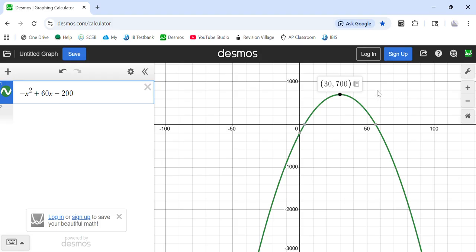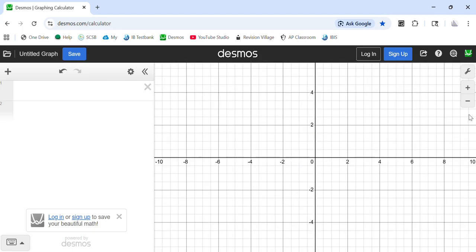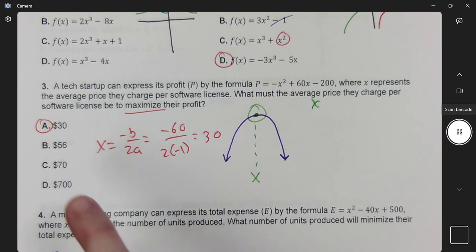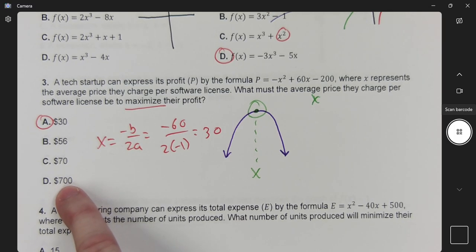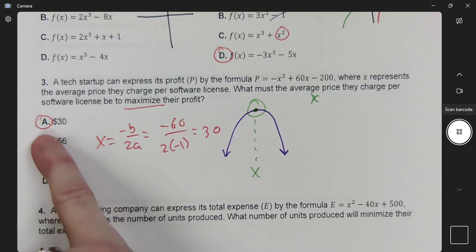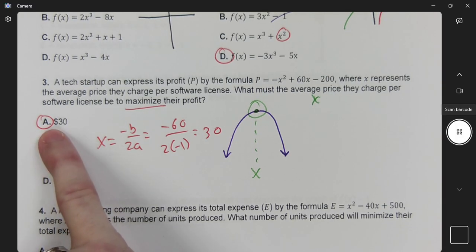But you have to be careful. You needed to look for the x value only. And the reason why I said be careful is because when we go back, 700 was one of the options. This is the maximum profit. This is the price per license.